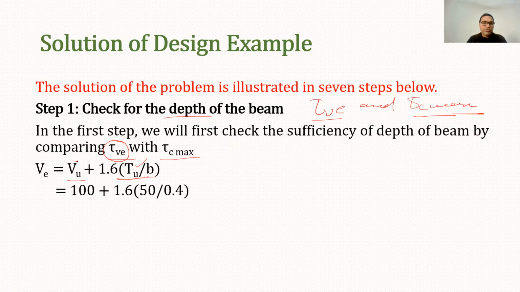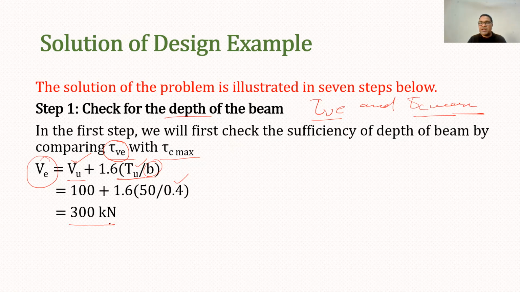So here you can see VU is given in kilonewton, TU is given in kilonewton meter, and that is why I have taken the value of B as in meter. It is given as 400 mm, but I have taken this as 0.4 meter because I am required to find out VE in terms of kilonewton. So therefore I am using the same unit for that. So TU is having unit kilonewton meter. So that is why I have taken the value of B as in meter. So solving this, we get the equivalent shear force as 300 kilonewton.